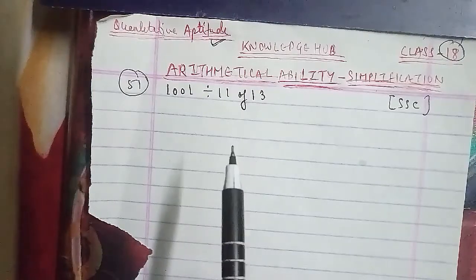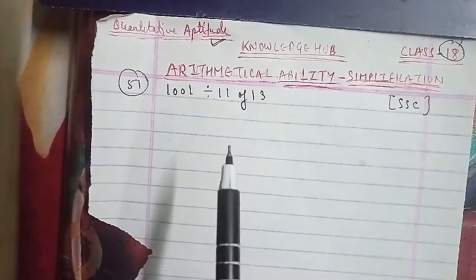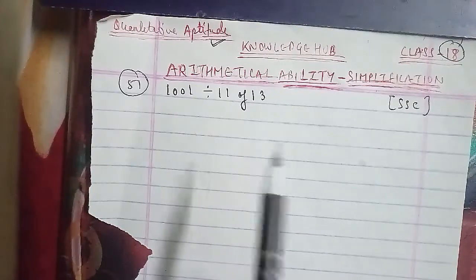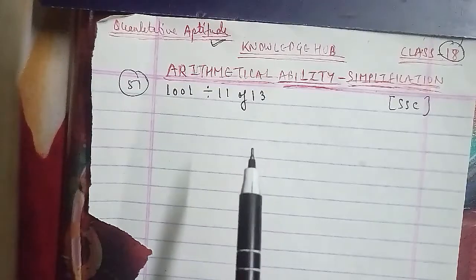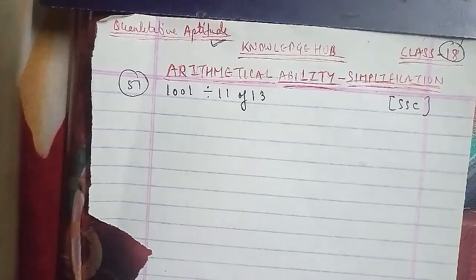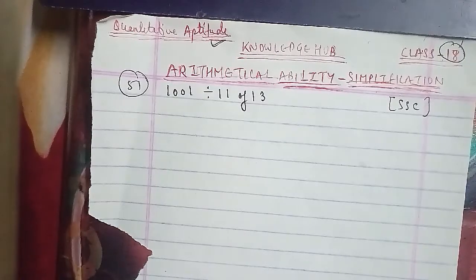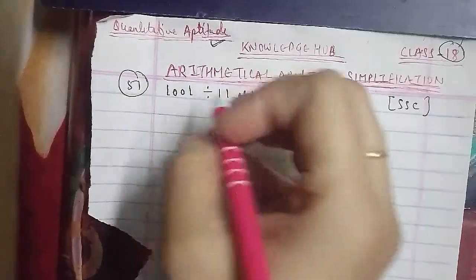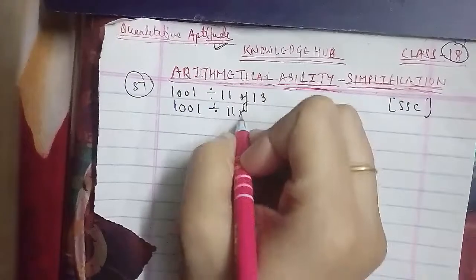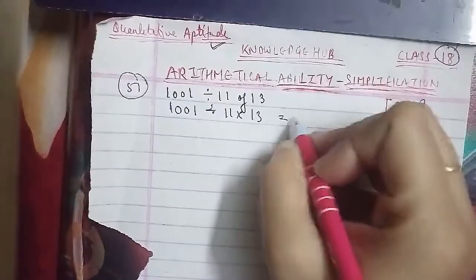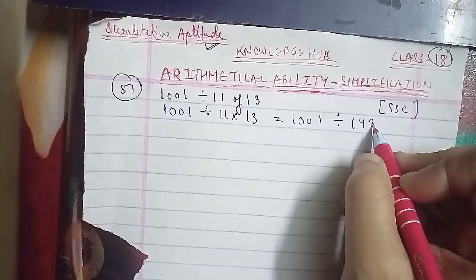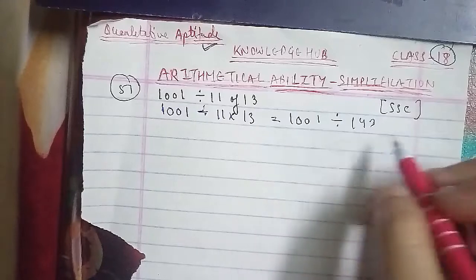For the solution, when you are going to solve it, first you have to see what the question says, and according to the question what it refers to, and accordingly we have to act on it and solve it. So the given expression is 1001 divided by 11 of 13, where "of" means multiplication. So 11 times 13 is 143, and 1001 divided by 143 equals 7. The answer we have is 7.